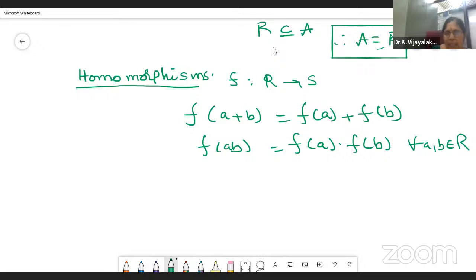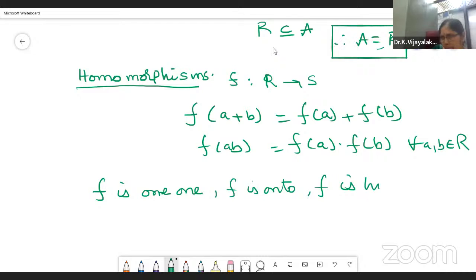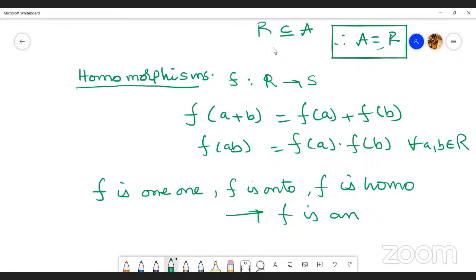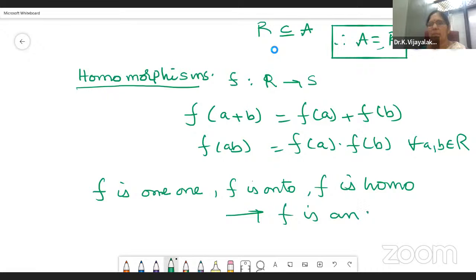Now, suppose in addition f is 1-1, and f is onto, and f is a homomorphism, then we say that f is an isomorphism. f is a 1-1 and onto function.